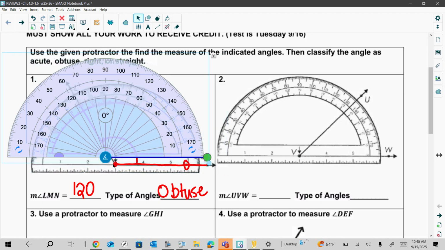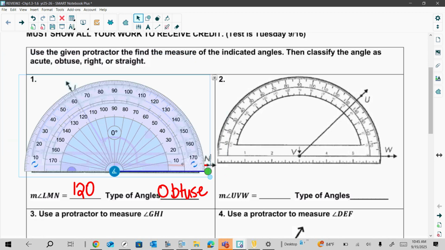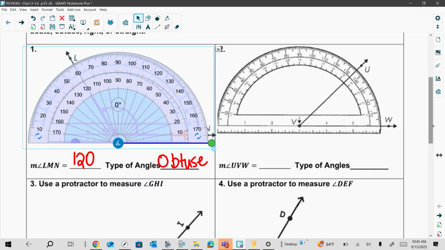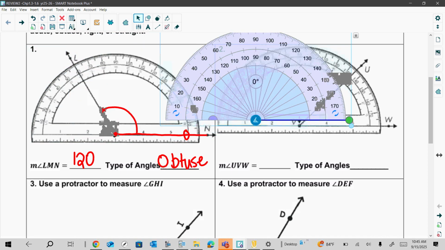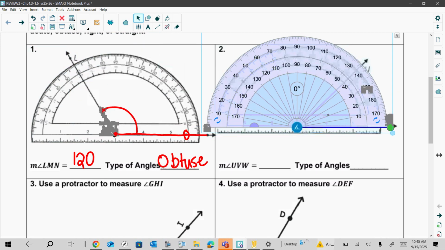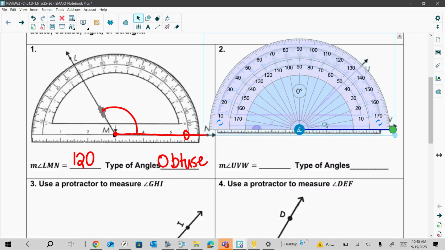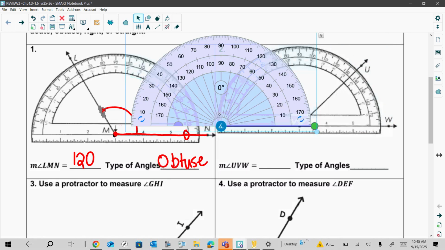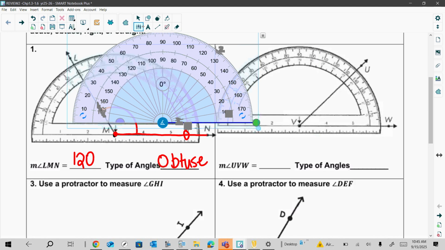I'm gonna minimize mine. Okay. So what is the measure of angle 2? Yeah. If you need to line it up, it's between 40, mine's at the center, sorry, and 50, so yeah, it's 45.